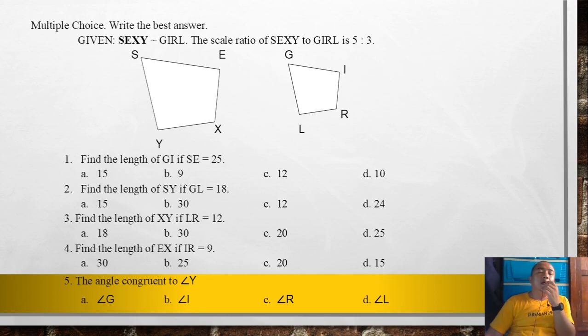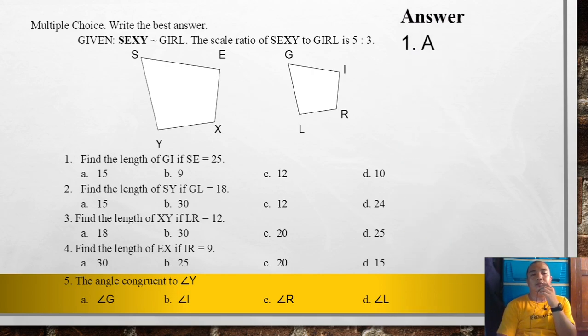Given. Okay. Quadrilateral SEXY is similar to quadrilateral GIRL. And the scale ratio of SEXY to GIRL is 5:3. Find the length of GI if SE is 25. So 25 over GI is equal to 5/3. So the answer is 15.